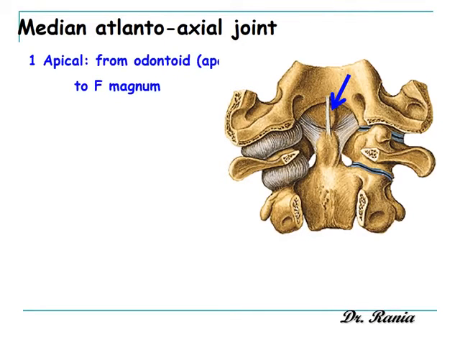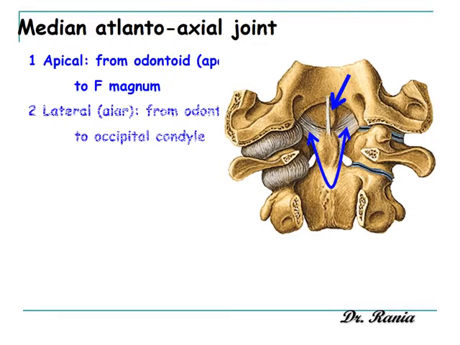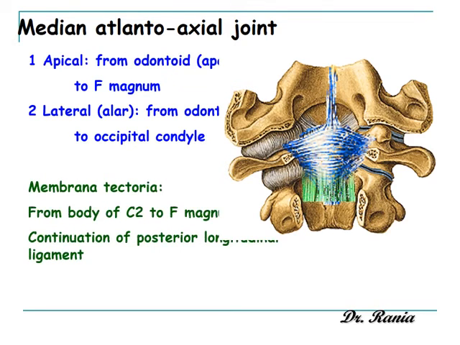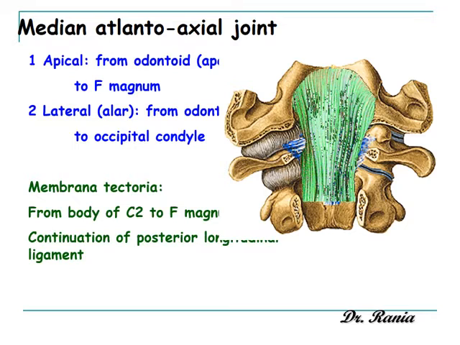Other ligaments: the apical ligament connecting the odontoid process to the foramen magnum, and two alar ligaments connecting the odontoid process to the occipital condyles. Those ligaments are covered by the cruciate ligament, and the cruciate ligament is covered by the membrana tectoria. Membrana tectoria is the upward continuation of the posterior longitudinal ligament, starting from the axis vertebra till the foramen magnum.